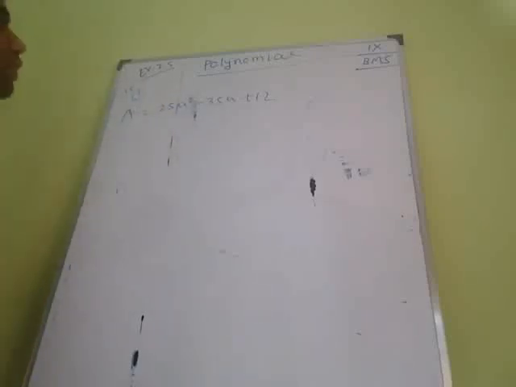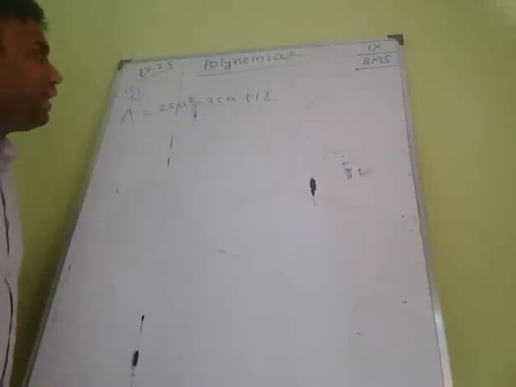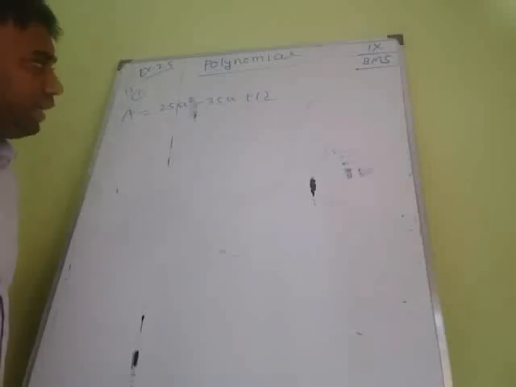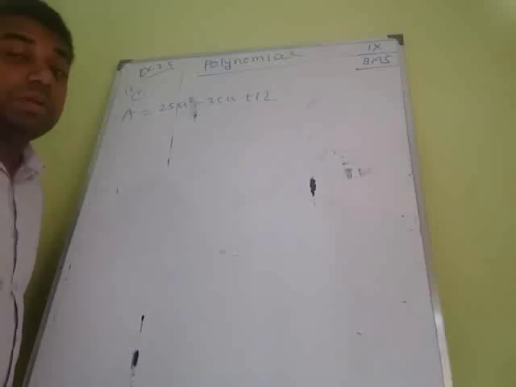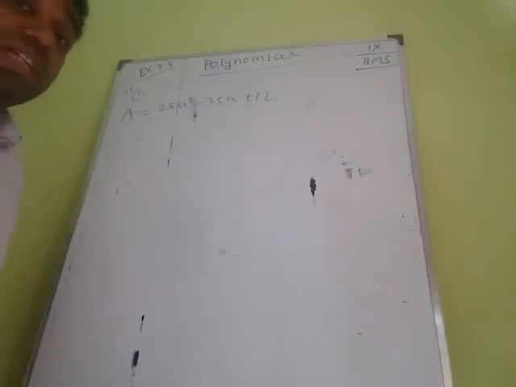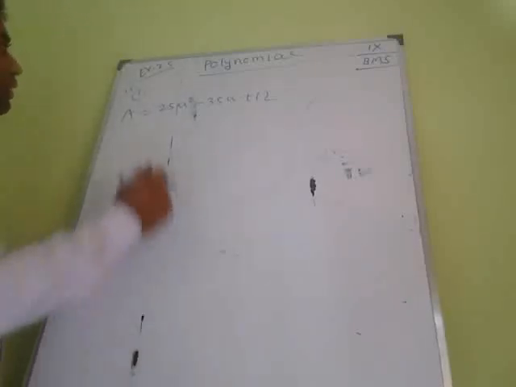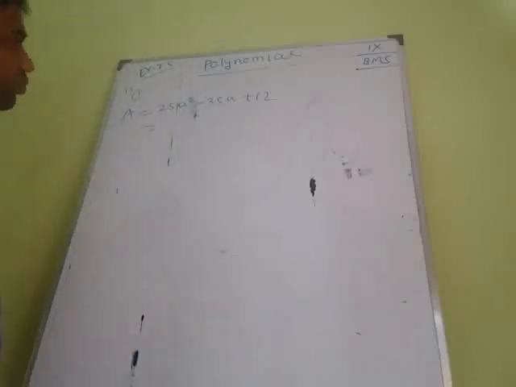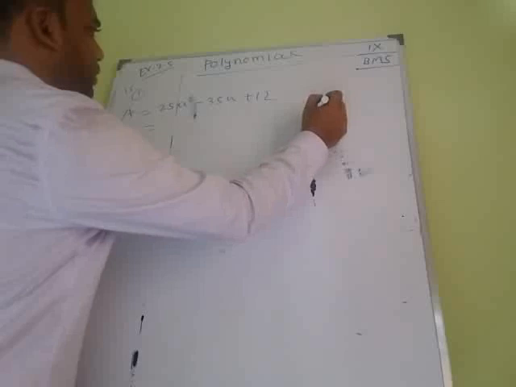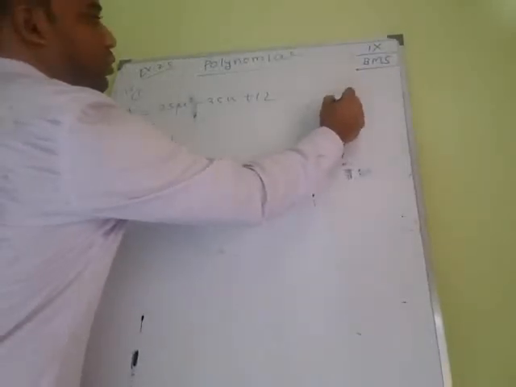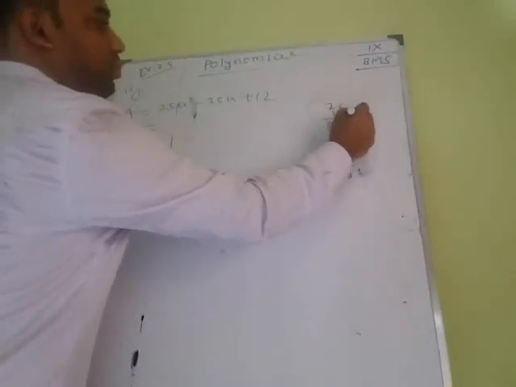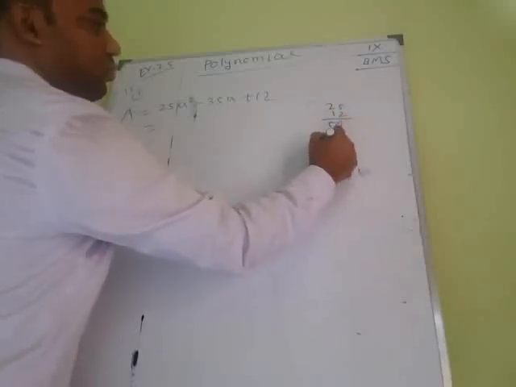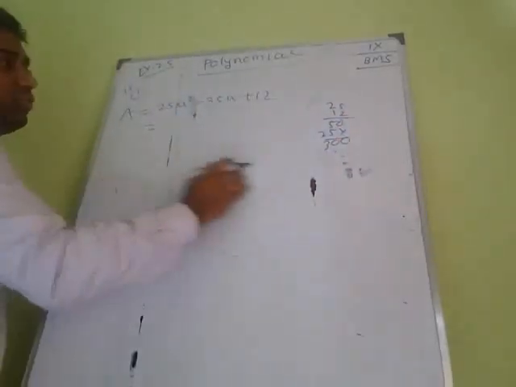This is a rectangle and its area is represented in that form: 25a square minus 35a plus 12. We have to factorize it using the middle term factorization. So 25 into 12, that is 300. Now you have to factorize 300.